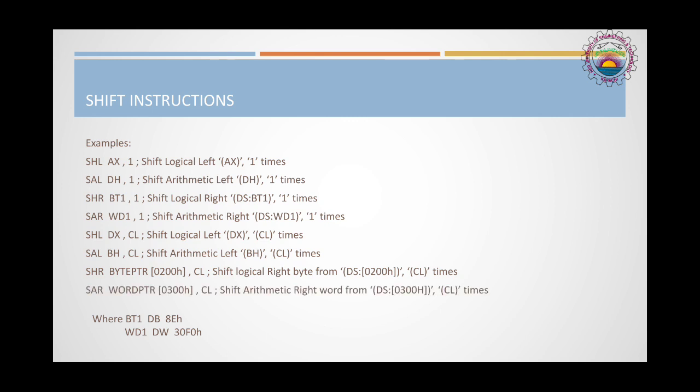Now SAR WORD PTR [300H], CL. A word is to be fetched from offset 300 hex within the data segment, and that word will be shifted arithmetically right within the ALU CL times, and the result of that shifting will be stored back to memory as a word at the same offset address within the data segment. So that is the complete operation for these shift operations.